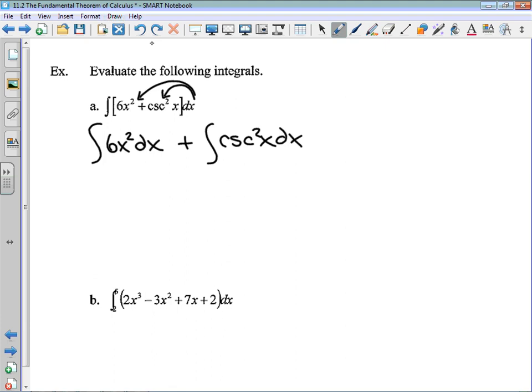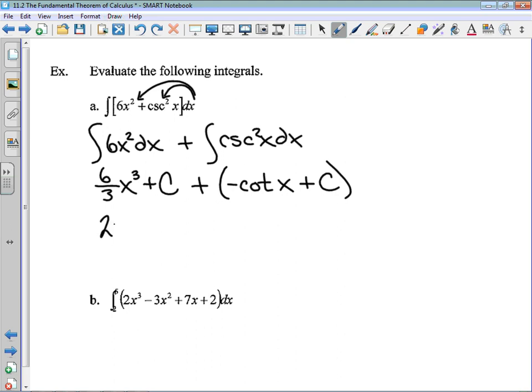The integral of 6x squared is 6 over 3 x cubed plus a constant, plus the integral of cosecant squared, which is negative cotangent x plus a constant. Now, when I apply that positive to both, nothing particularly interesting happens, but 6 divided by 3 is 2, so 2x cubed minus cotangent x, and then what I would have is a constant plus a constant. Well, we don't know what that constant is yet. We would have to be given initial conditions in order to find it. So you don't have to write C1 and C2. You just have to recognize that a constant plus a constant is another constant. So we don't write it twice, we just write it once.